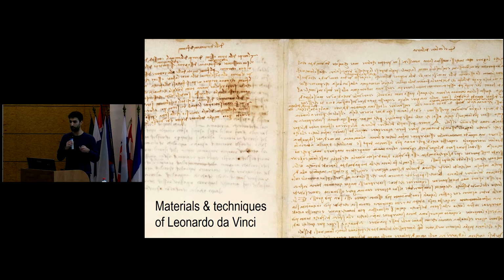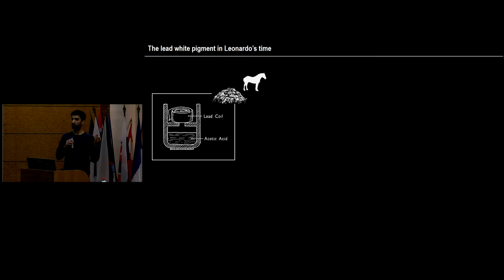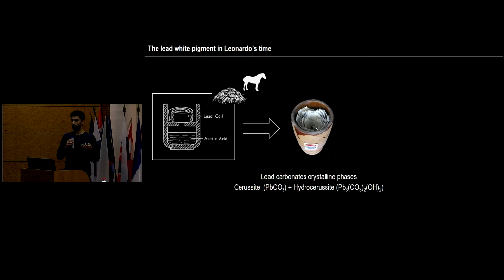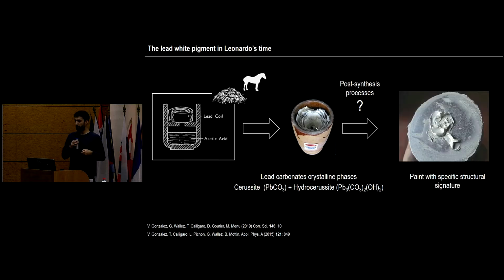So we are going to focus specifically on its use of the lead white pigment. As I told you, we know that the lead white pigment in the times of Leonardo was prepared through this corrosion process. But actually what we are very interested in is those post-synthesis processes. We know that it was very unusual for painters to use the raw material directly in their painting. We know that they were using several post-synthesis processes before accessing, let's say, a pure pigment or a pigment which was considered as beautiful to paint with.